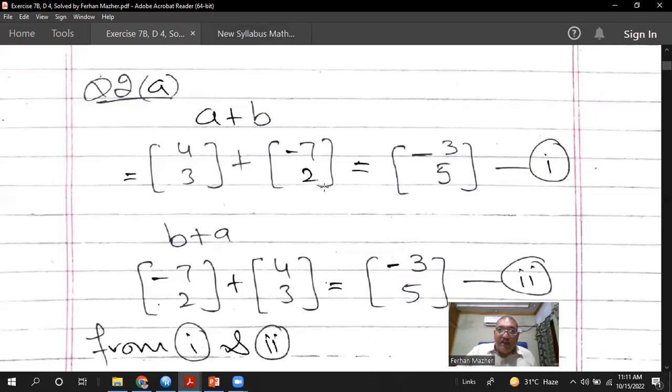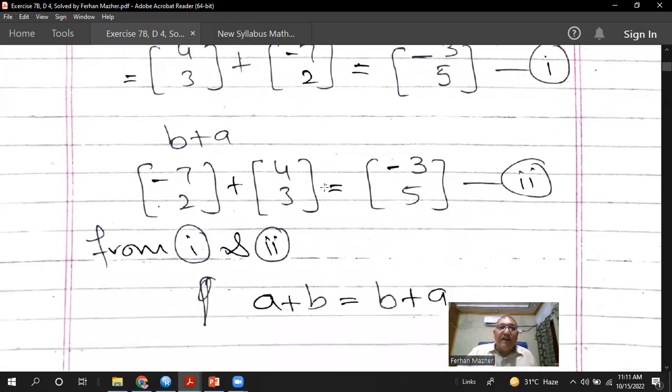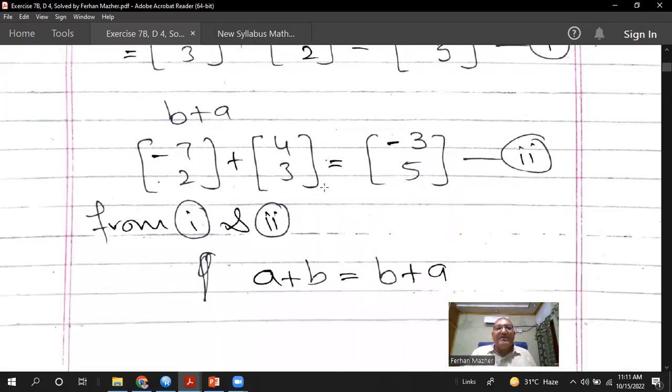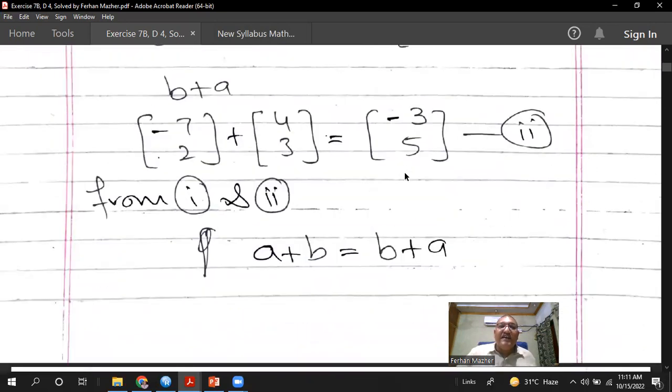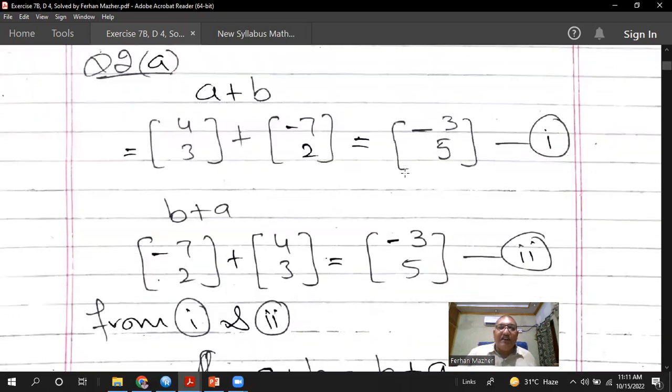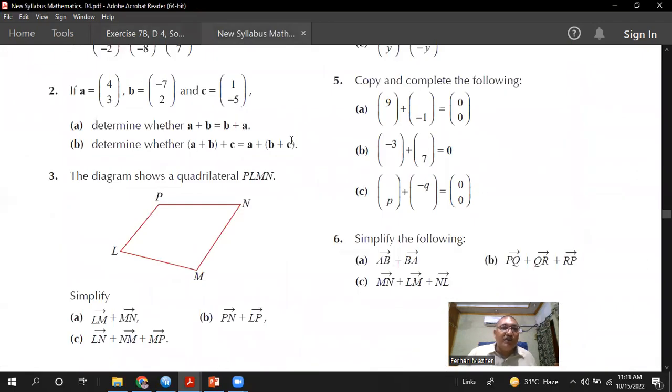Then I will find the value of B plus A. B plus A will be (minus 7, 2) plus (4, 3). So minus 7 plus 4 is minus 3, and 2 plus 3 is 5. Now if you look, both results are the same. So it means that A plus B and B plus A are the same thing. Okay, so this is how it is done. That was question number 2, part A.